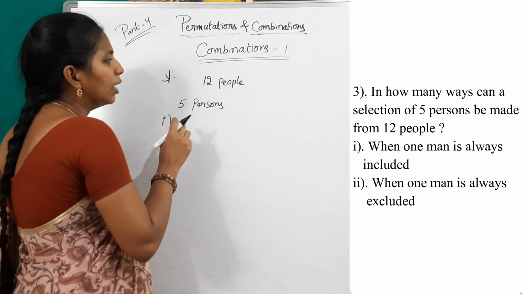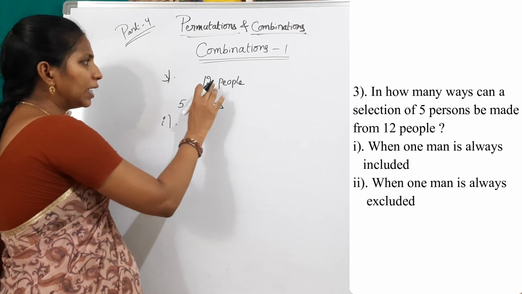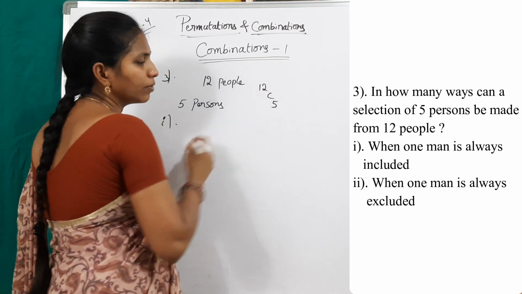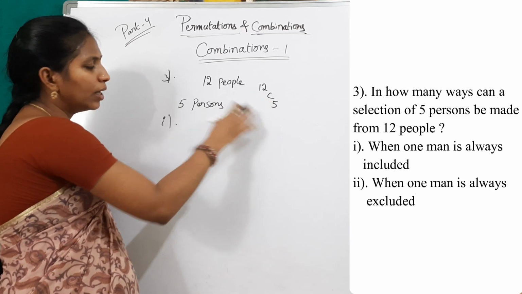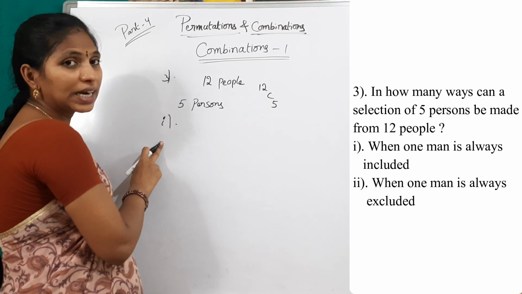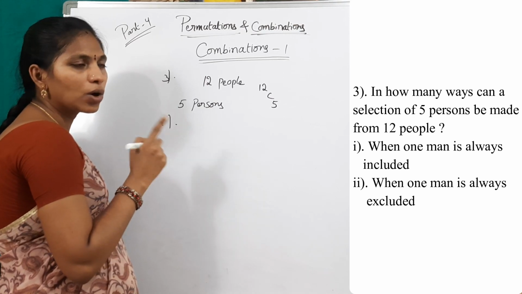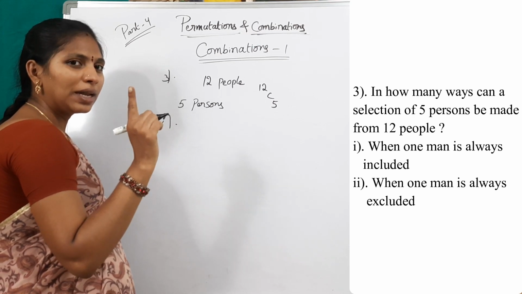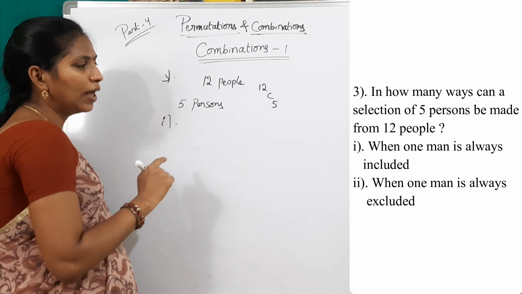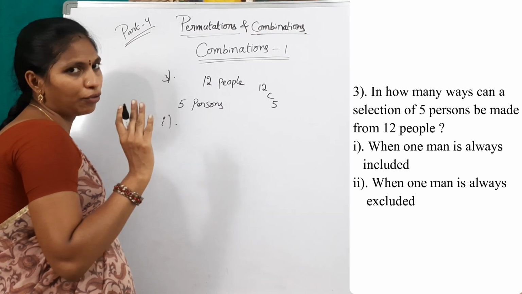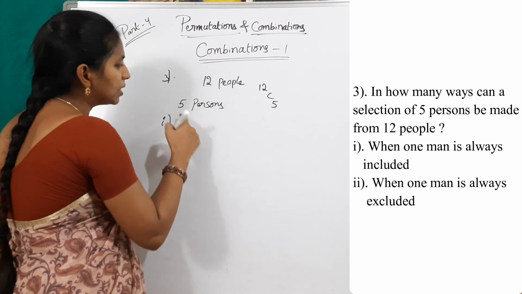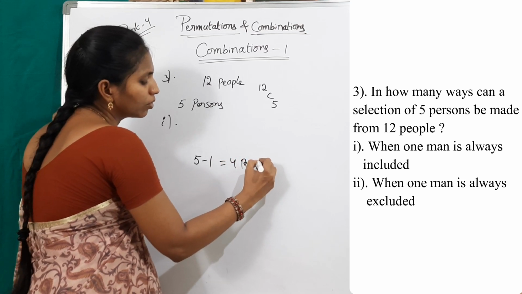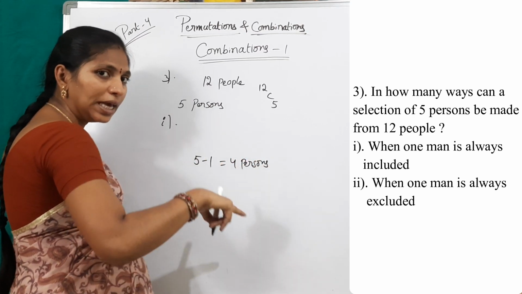Suppose we select 5 persons directly from 12 people. What is the answer? 12C5. Yes or no? 12C5. But in the first sub question, what is the condition? When one man is already included. Already included means already one man is selected. So we should select how many persons? 4. Already one man is selected means here we have to select 5 minus 1, that equal to 4 persons. Not 5 persons, because one man is already included.